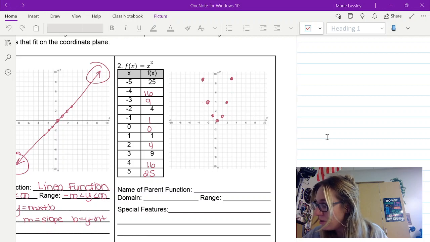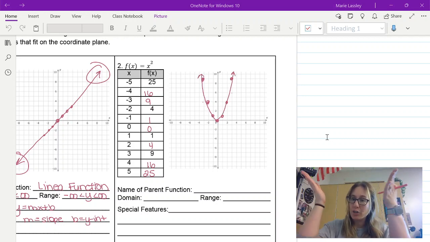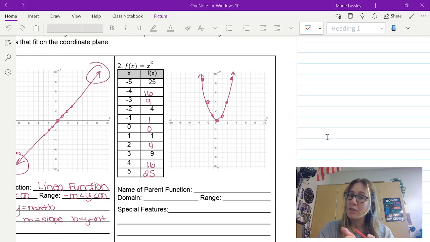Now, the one thing that I do want to say when you are graphing your quadratic functions, this is a curve, all right? It is not a straight V. That is a different graph called the absolute value graph. So we want to make sure that when we're drawing this, we curve it right underneath. It's not going to be a V, but we want to make sure we know that it kind of curves. Okay, so the name of this parent function is the quadratic function.